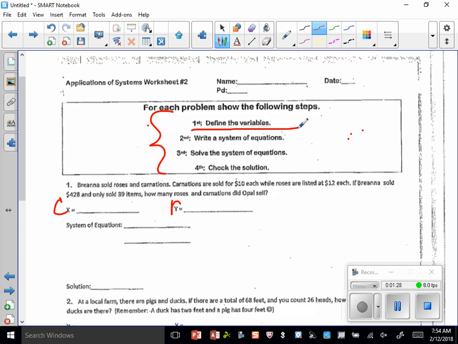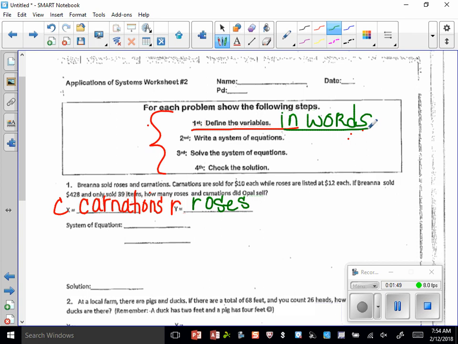Well, C obviously will stand for carnations. And R will definitely stand for roses. So define your variables. That should be in words. So I'm going to put words here. I need to have some words written as to what your variables are representing. So then I'll go back to the problem and read it so we can formulate our two equations.